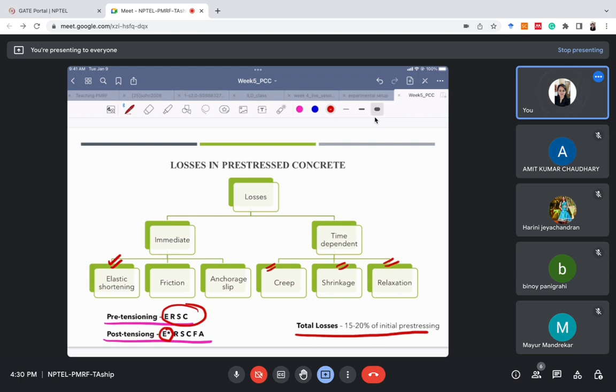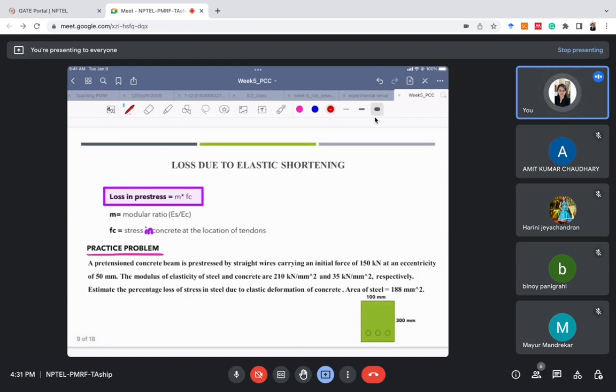Okay, so now I'll discuss for this class. I'll only discuss this elastic shortening loss because we have very little time. This is a very common type of loss which is asked, and it is very simple to solve. Mostly the RCC related or pre-stress related questions are very lengthy, so they'll not ask very complicated things. They'll just ask whether you know these things or not.